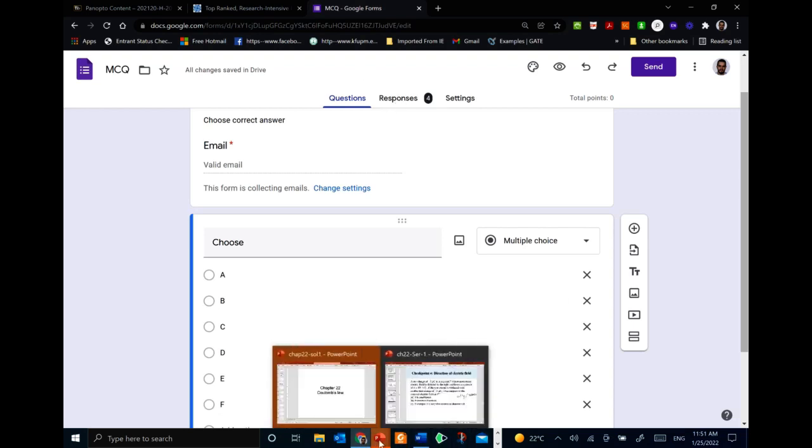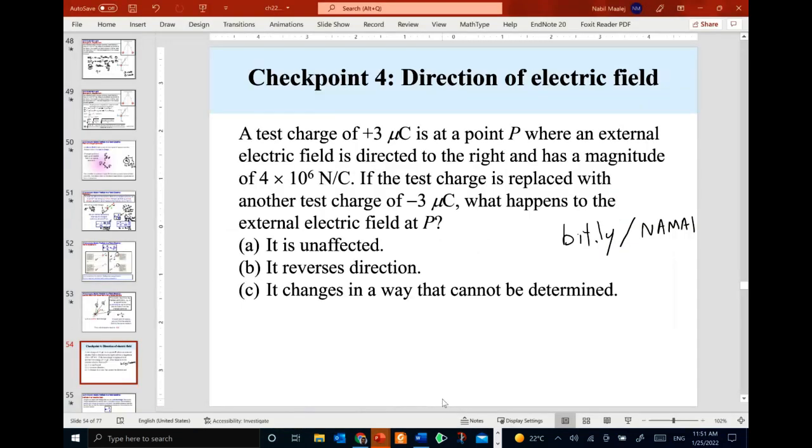All right. So I want to determine whether the electric field is unaffected, it reverses direction, or it changes in a way that cannot be determined. Take one of these: A, B, C, or D.